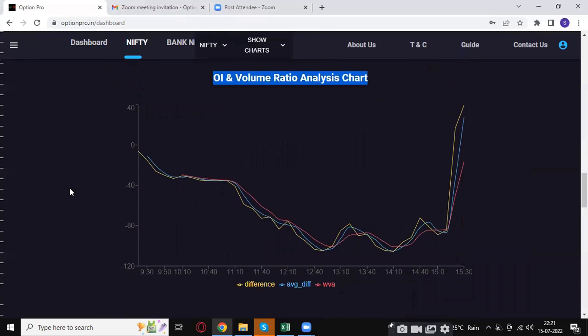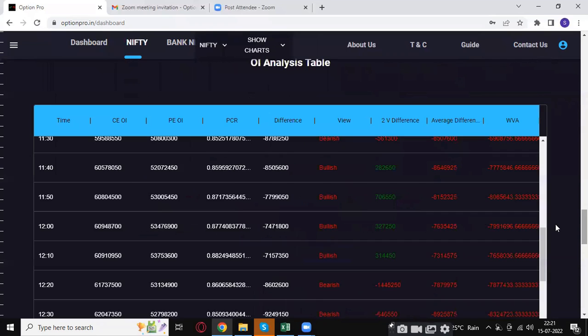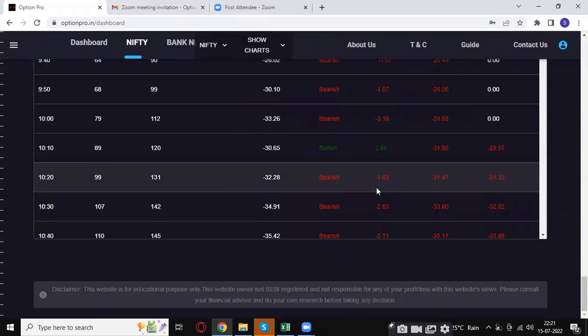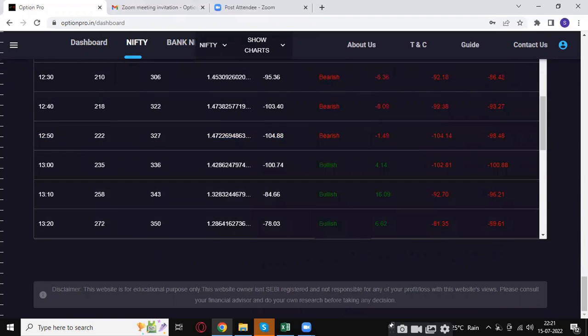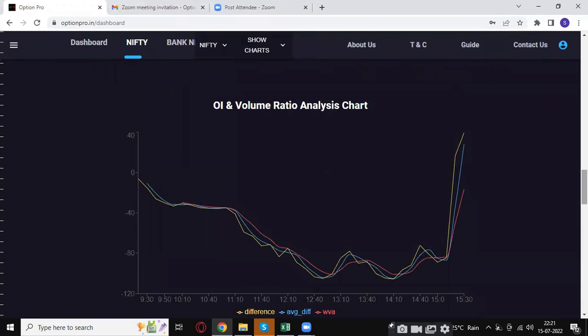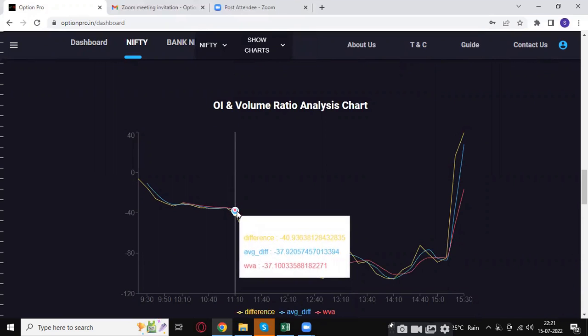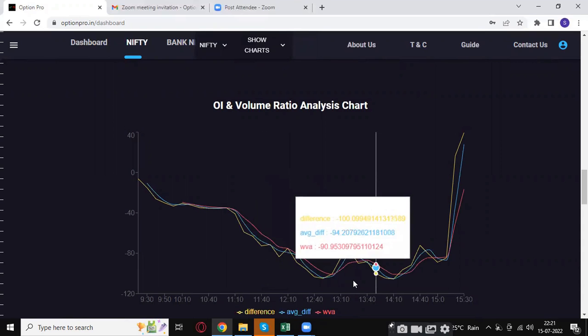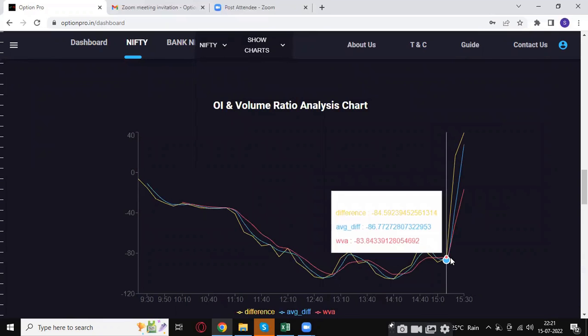Similarly, this is the OI and volume ratio analysis chart. Here again we are taking 10-minute interval data, which you can see here. If you don't want to view the chart, you can simply see it here. If it is showing bullish continuously, then Nifty is getting bullish, so it is a positive indicator, right? Here again, if this yellow line, the difference line, is below the average and weighted average lines, then it is a sell. If it is above the average difference line and weighted average line, then it is a buy.